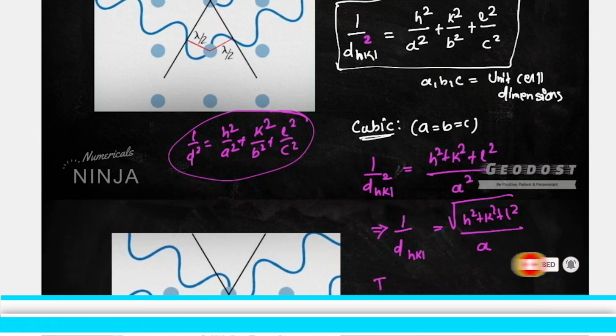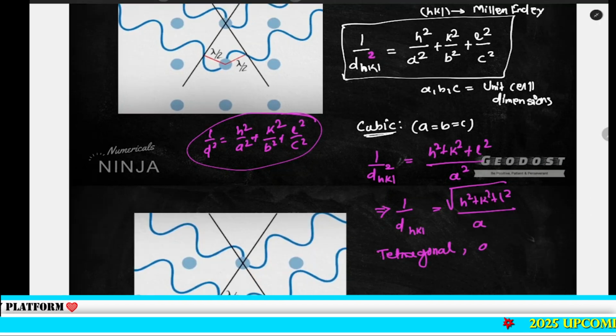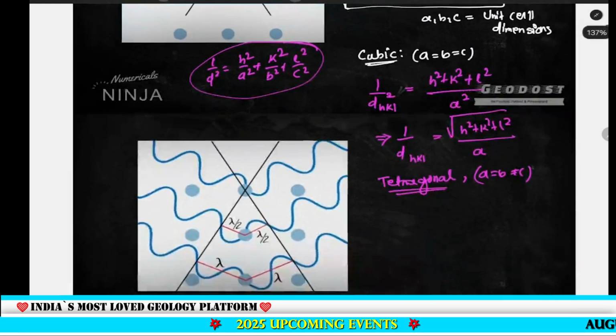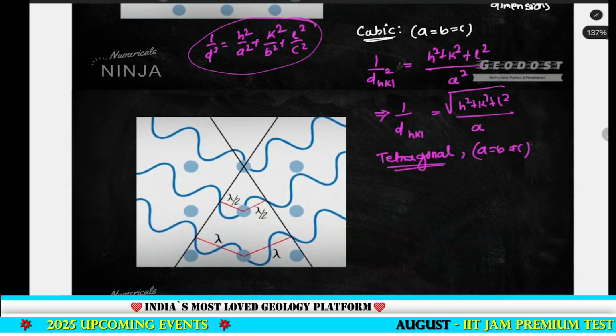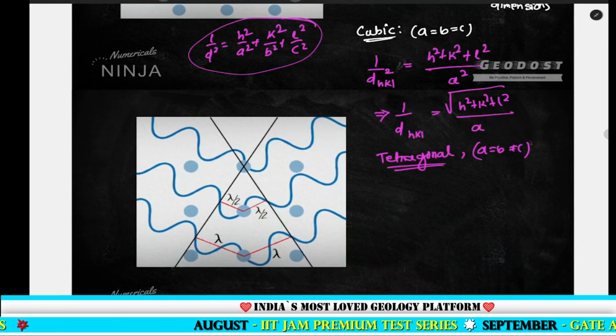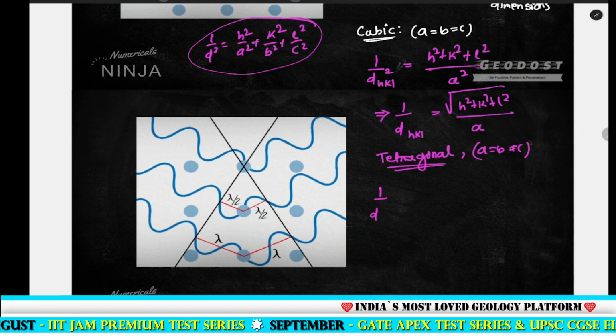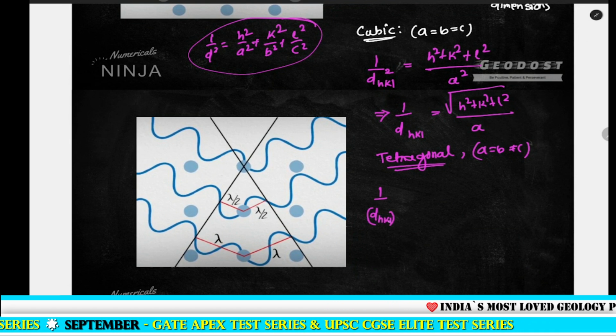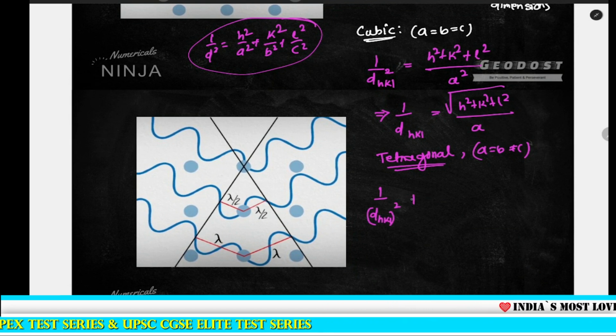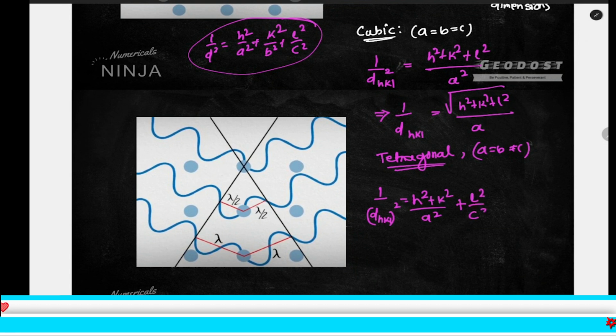Now if I am going to see what it will be for the tetragonal, what will it be? a is equal to b is not equal to c. It is mostly asked in GATE cases. So in these cases what will it be? 1 by d_hkl square is equal to h square plus k square divided by a square plus l square by c square.